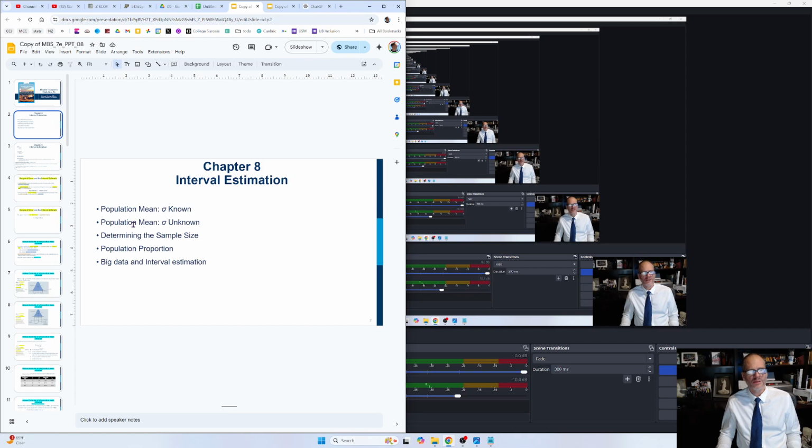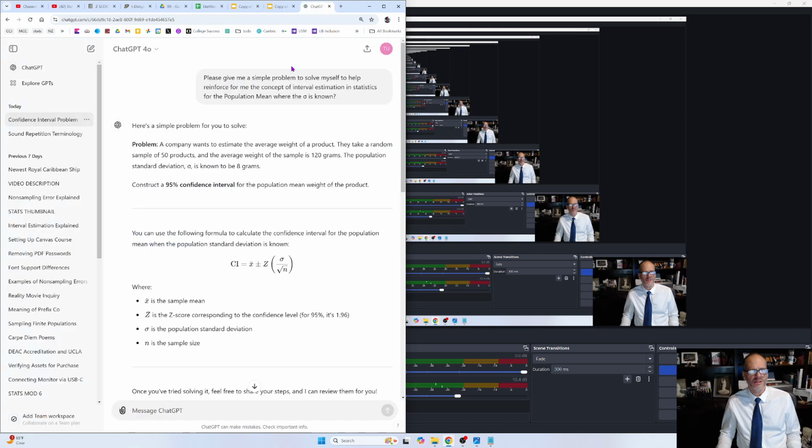What is the population mean? And we're doing that based upon a sample. And we're doing that in a situation where the population standard deviation is unknown. So now we need to ask ChatGPT to do that.